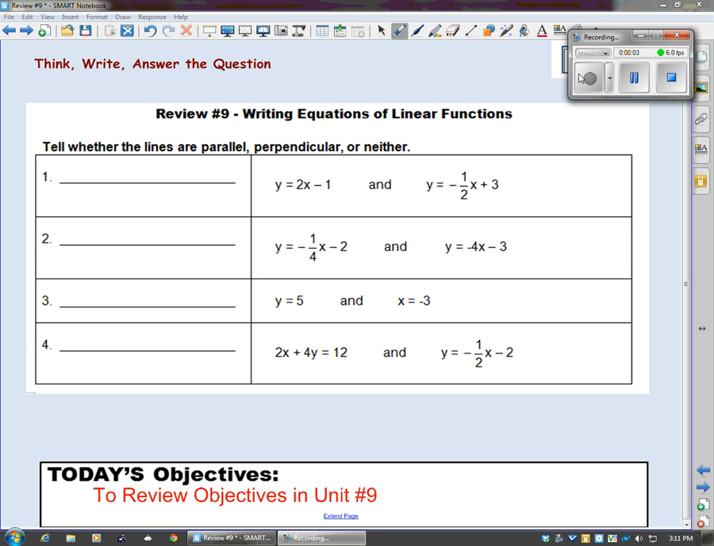Welcome to the review for test number 9, writing equations of linear functions. You will notice that the first 4 problems ask you to tell whether the lines are parallel, perpendicular, or neither.